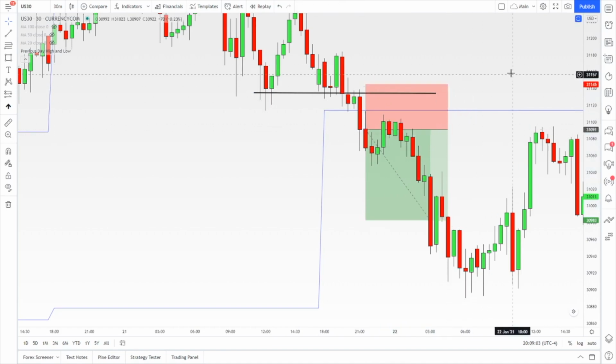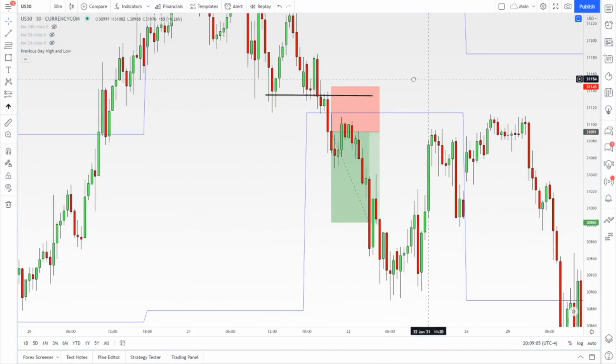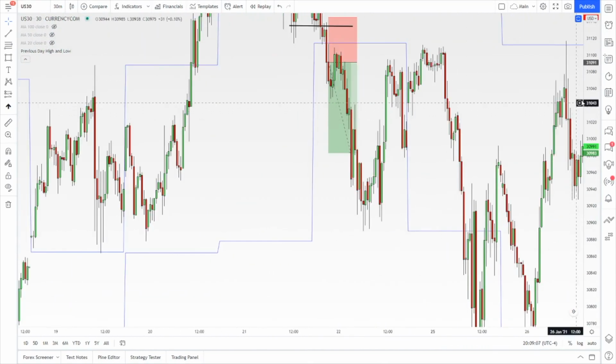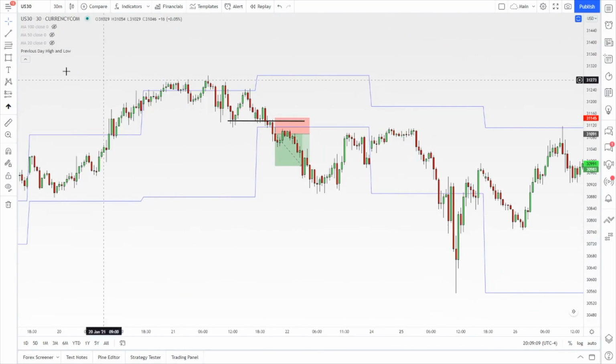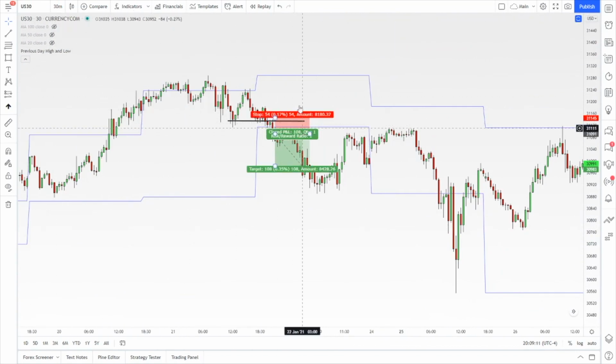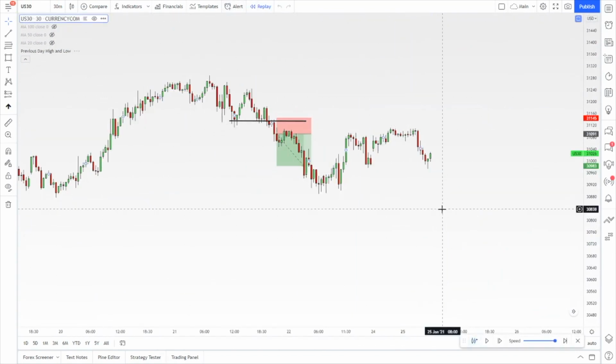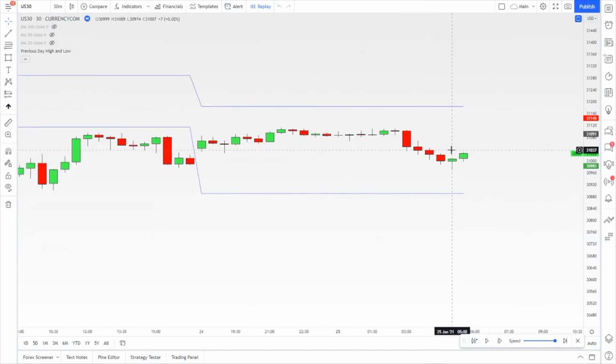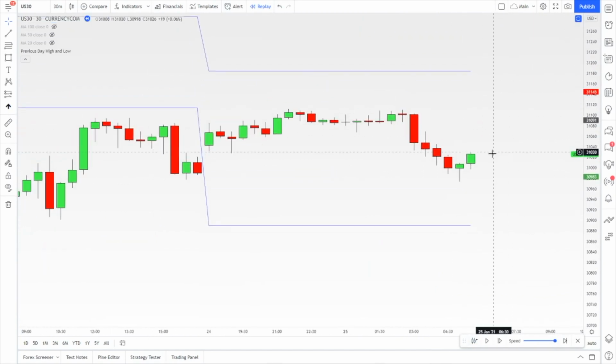So let's go try some of these. We can keep going and see how this would have looked like. In fact, what we'll do here is another scenario. What we'll do is we'll actually use the replay function on TradingView just so we can see this in action. So here we go. This is a perfect example of the trade in action.